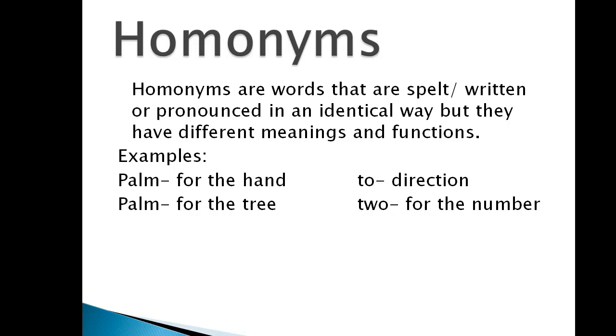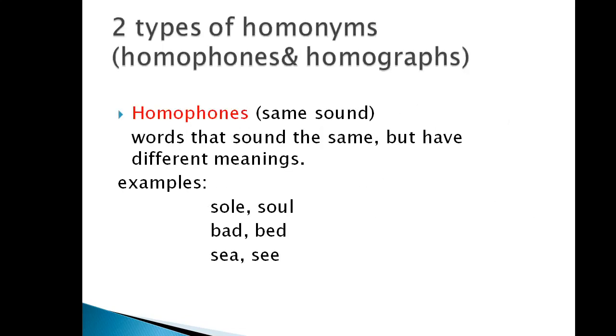And here we have the word to for direction. I am going to school, and to representing a number. These words sound the same, but they mean different things and they are not written the same as well. We are going to learn about two types of homonyms, which are homophones and homographs.